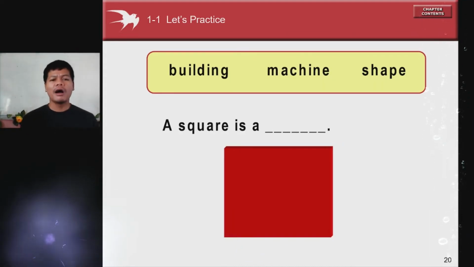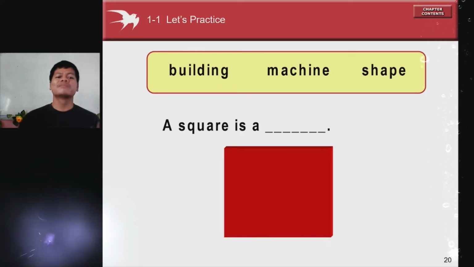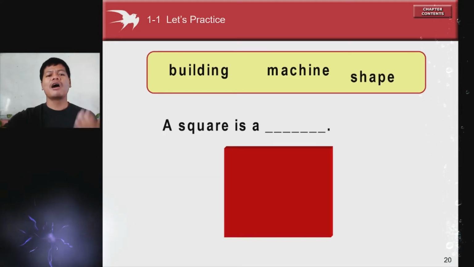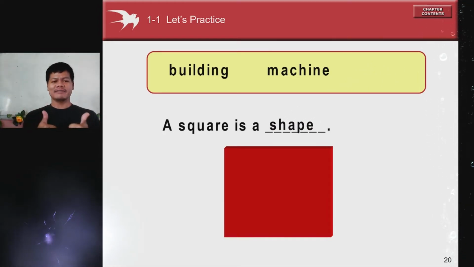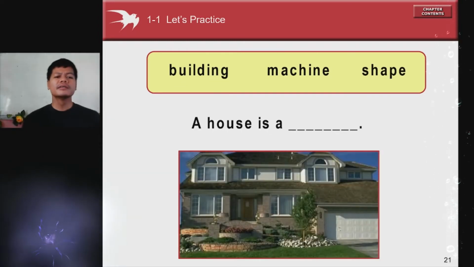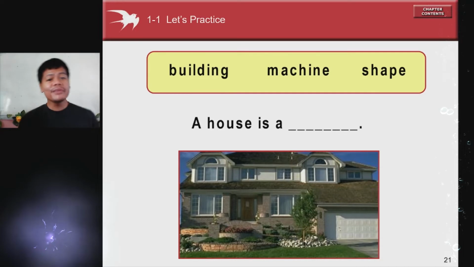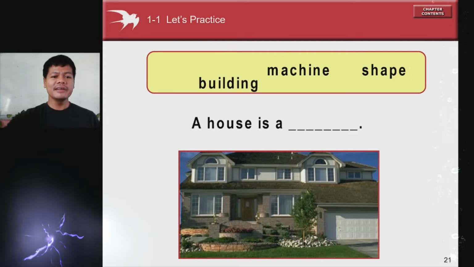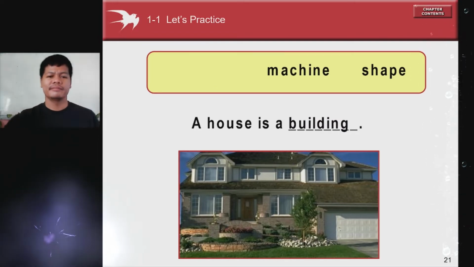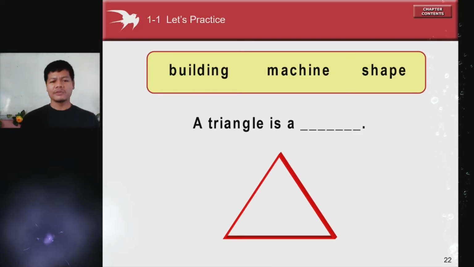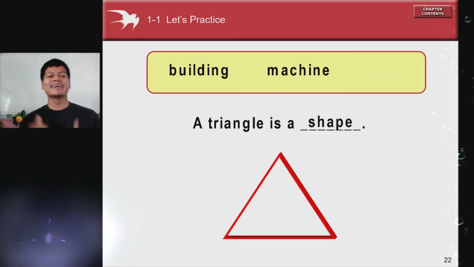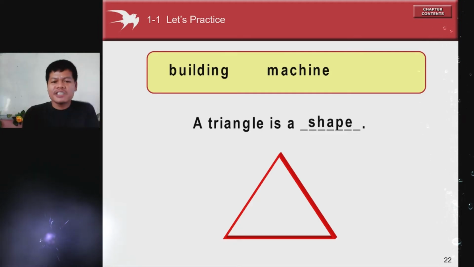A square is a. Can you get? Building, machine, or chips? Oh, yes, very good. And how is a building, machine, or chip? Can you get a building? Yes, very nice. A triangle is a. Can you get a chip? Oh, very nice. Yes, excellent. You are an excellent student.